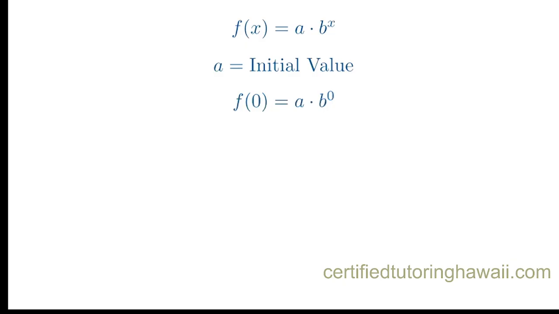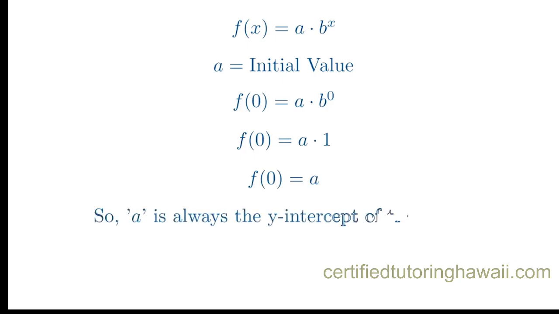Let's explore the roles of a and b. First, a is what we call the initial value. It represents the y-value of the function when x equals 0. Let's prove that. If we substitute 0 for x, what do we get? f(0) equals a · b^0. Since any non-zero number raised to the power of 0 is 1, we have f(0) equals a · 1, which is just a, so a is always the y-intercept of the graph.